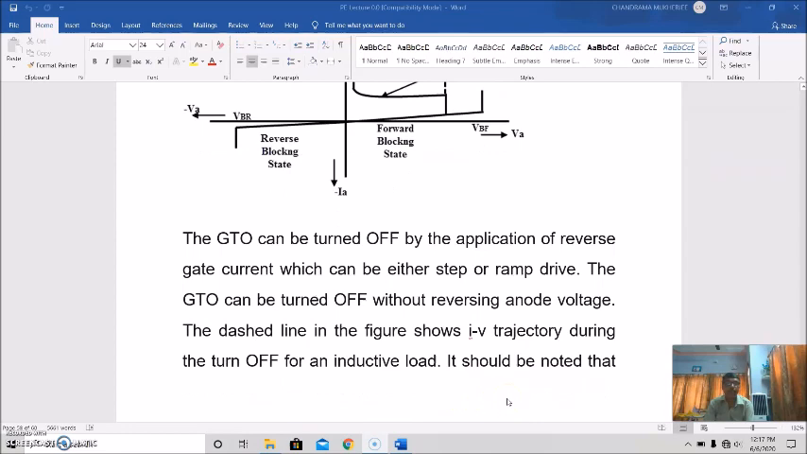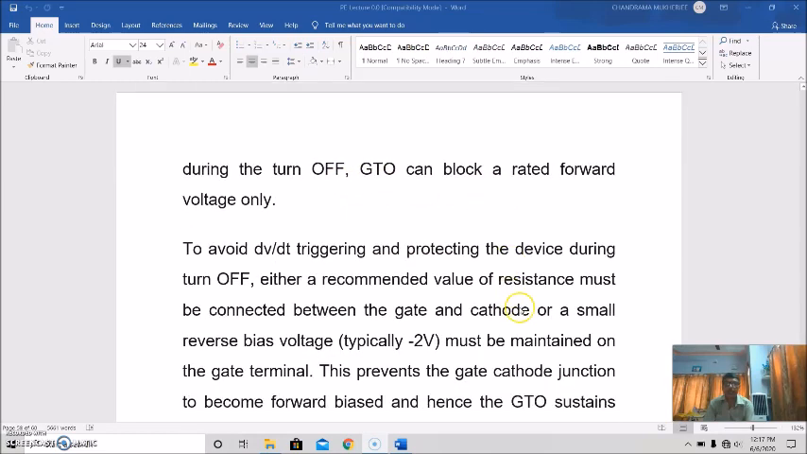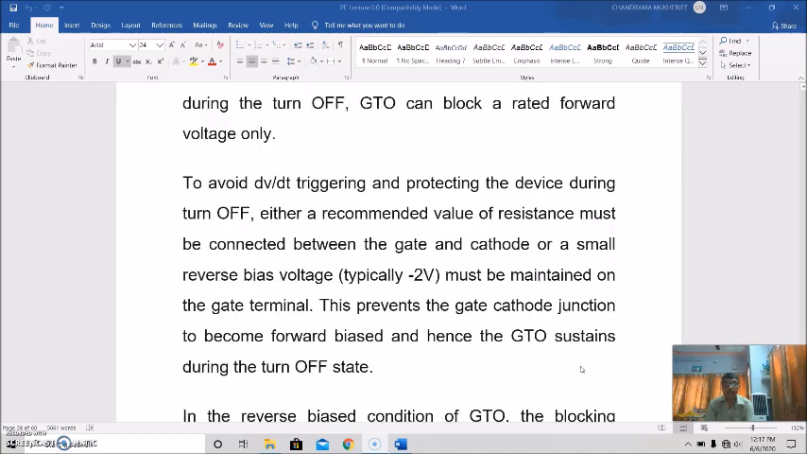It should be noted that during turn-off, the GTO can block only the rated forward voltage. So to avoid dv/dt triggering and to protect the device during turn-off, either the recommended value of resistance must be connected between the gate and cathode, or a small reverse bias voltage, typically in the -2 volt range, must be maintained on the gate terminal. This prevents the gate-cathode junction from becoming forward biased, and hence the GTO sustains the turn-off state.